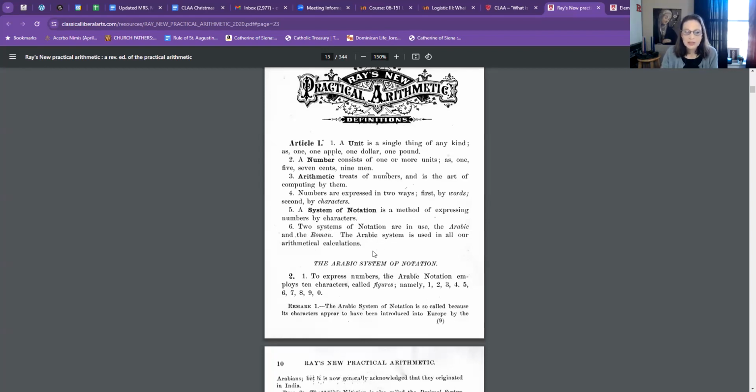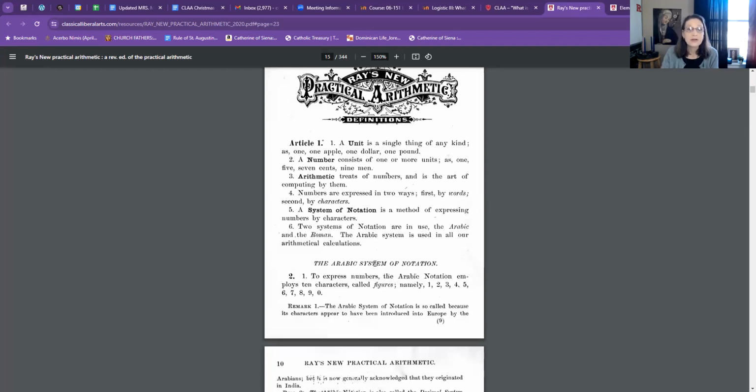So this was Logistic 3, Article 1, and we're just going to start learning about numbers and learning about these terms, these definitions in practical arithmetic, okay? And that's okay, Isabella. You don't have to be able to say it well yet. We're just going to work on this little by little, okay? I just want to go through this little by little with you.